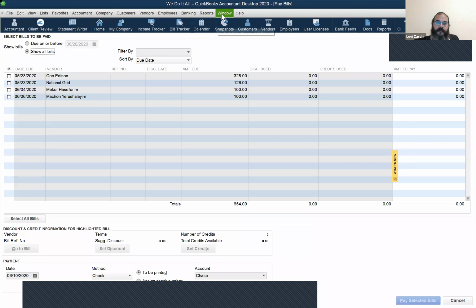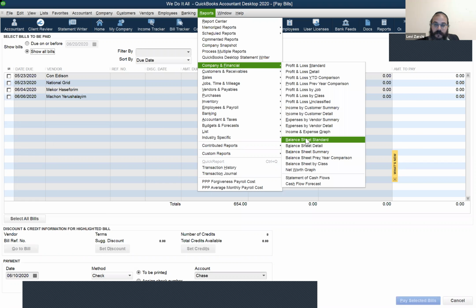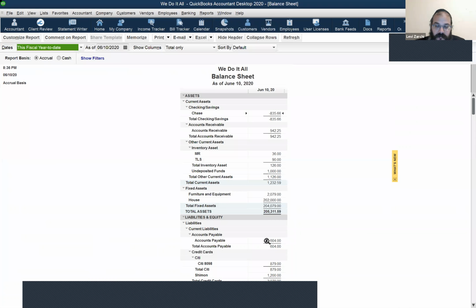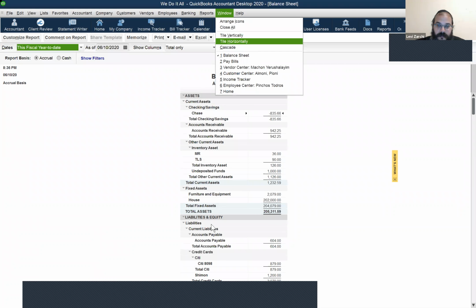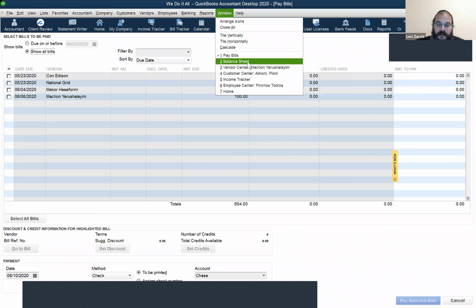Because if you look here, for example, let me do one report. Reports, company financial, balance sheet. That's what you would need, because that's where accounts payable goes. Our accounts payable is 604. Right? Let's look in our pay bills. See the bottom, it's 654 actually. So as of today, 604 versus 654. So there's $50 not included here. Let's see who that is.